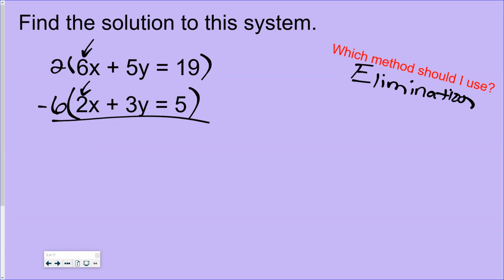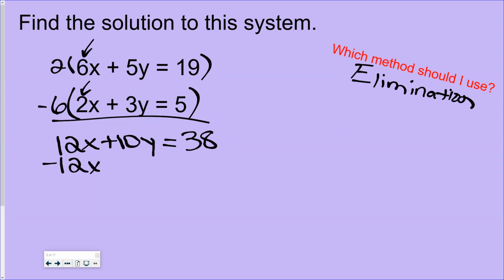And then I'm going to figure out what both these equations equal. So the top equation, 2 times 6x is 12x. 2 times 5y is 10y. And then 2 times 19 is going to be 38. The bottom equation, negative 6 times 2x is negative 12x. Negative 6 times 3y is negative 18y. Negative 6 times 5 is negative 30.